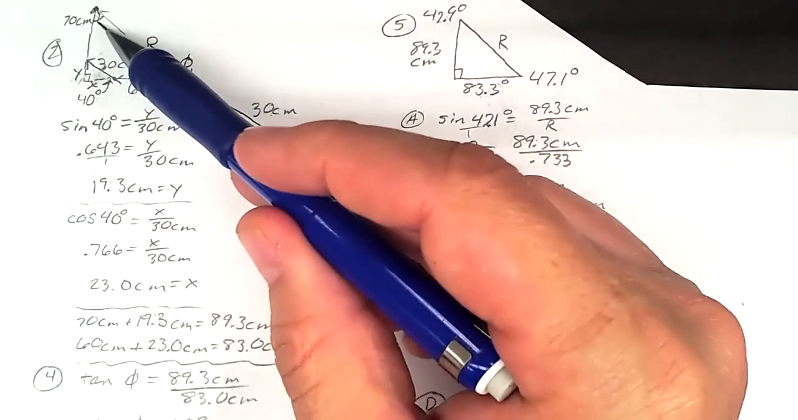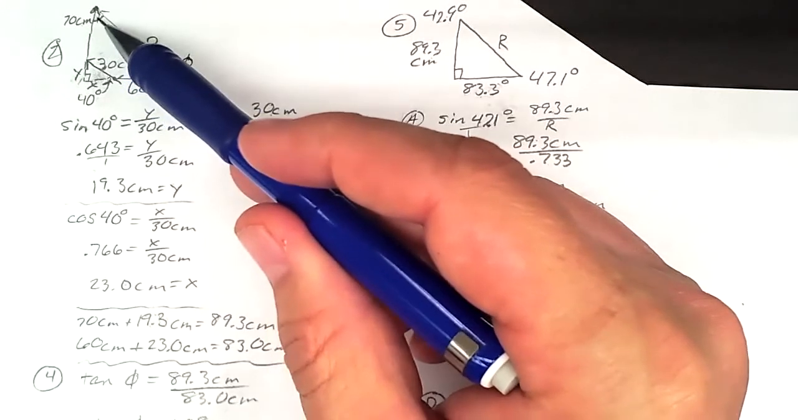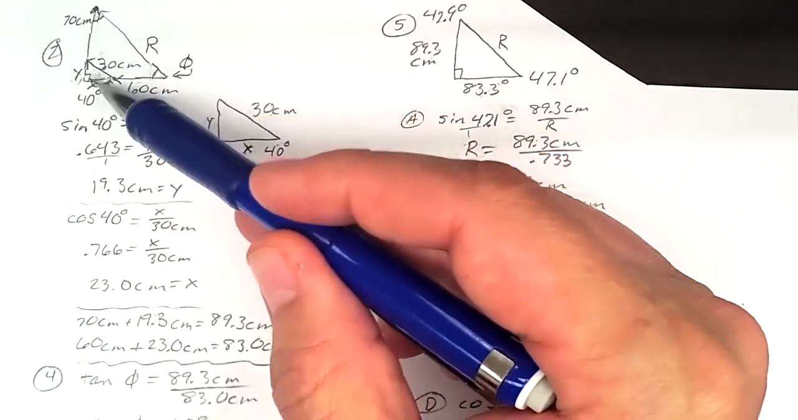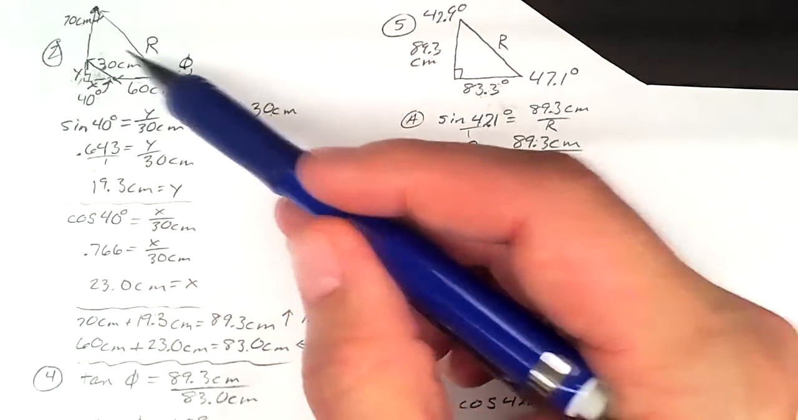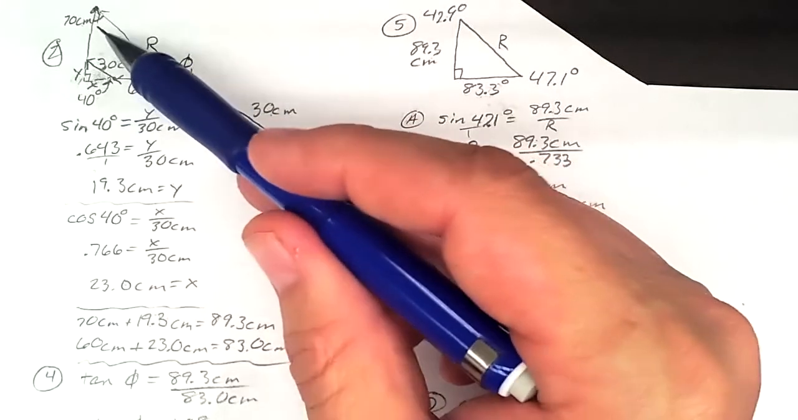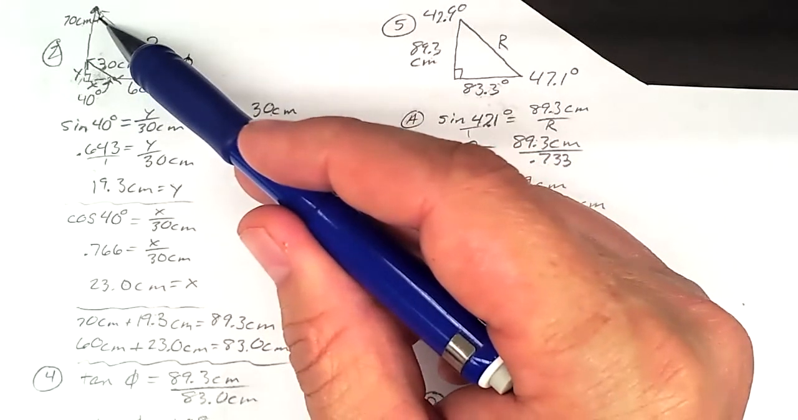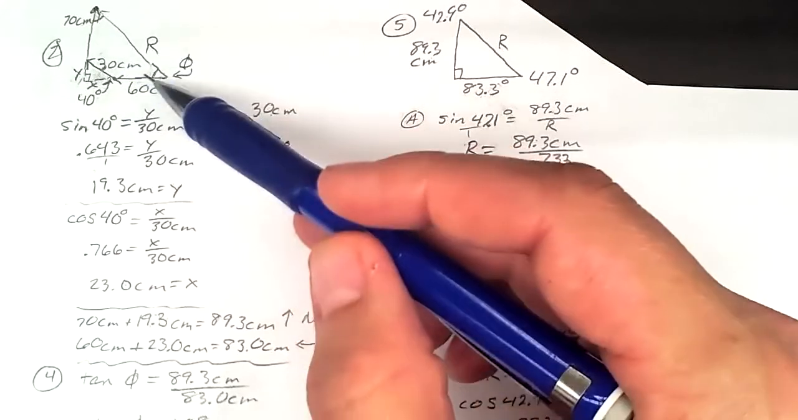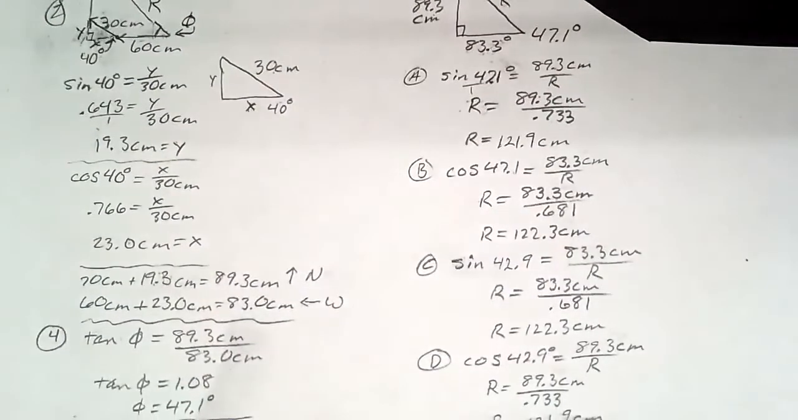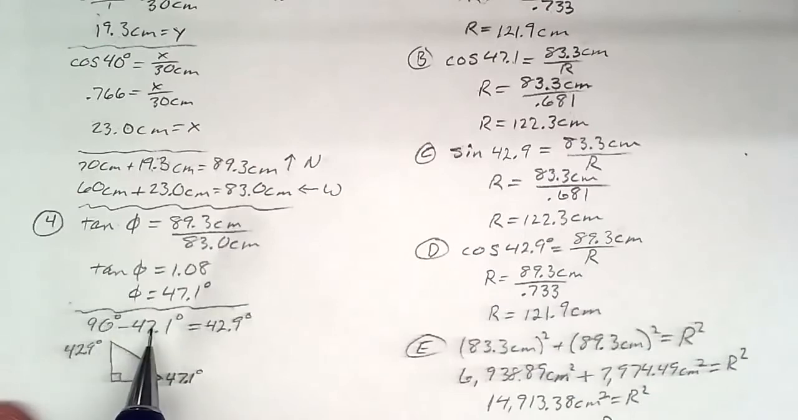What about this one? Well, in a right triangle, this angle and this angle that aren't the 90 degrees must add to 90 degrees. So the total of this angle must be 90 degrees minus that one. So 90 degrees minus the one I know is the other one. So here's my 47.1 degrees that I found here, and 90 minus that one gives me that one.